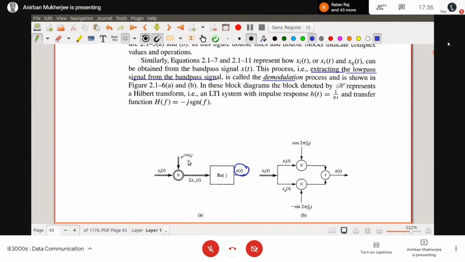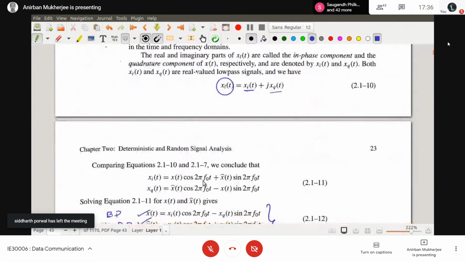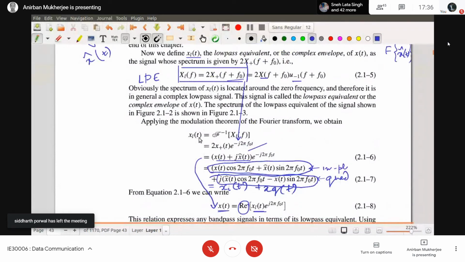So what will I get? I have x_l(t), and I will multiply it with e to the power j 2 pi f0 t. If you remember, if you do x_l(t) into e to the power j 2 pi f0 t, then you will get x_plus(t). That is what we are getting.